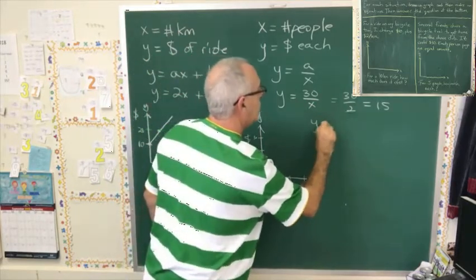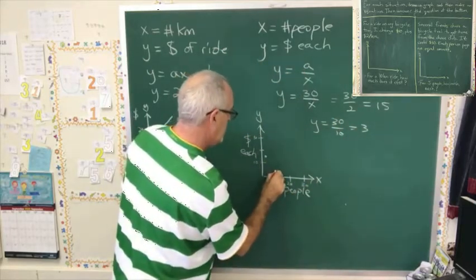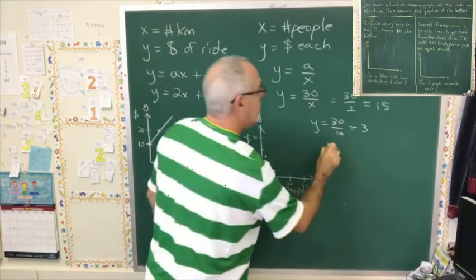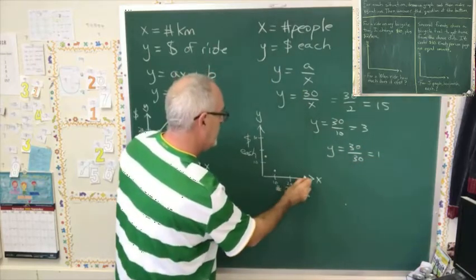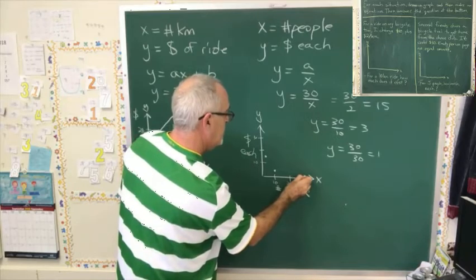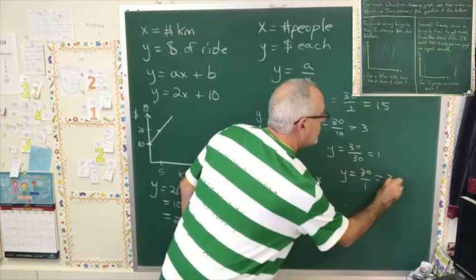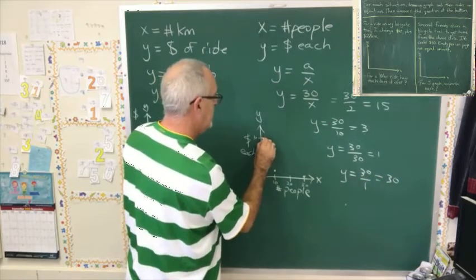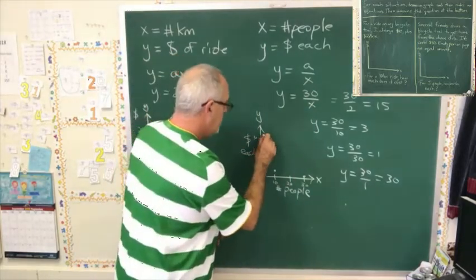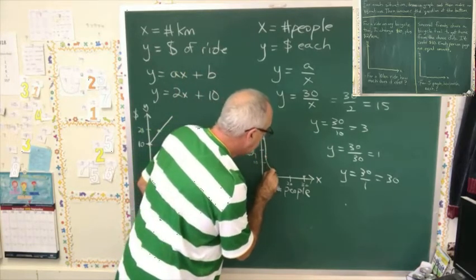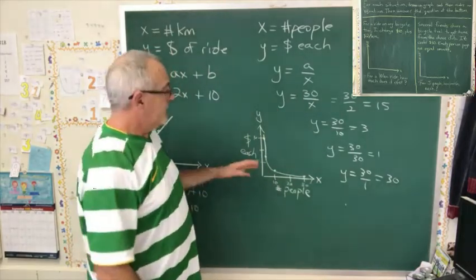10 people costs $3 each, so that's going to be here. 30 people, it would cost $1 each, so that's going to be way down here. And if we only had one person, it would cost that person $30. So we have a point here. And we're having the curve start to show itself of an inverse where the curve approaches both axes but doesn't want to touch either axis. So now we have our graph.